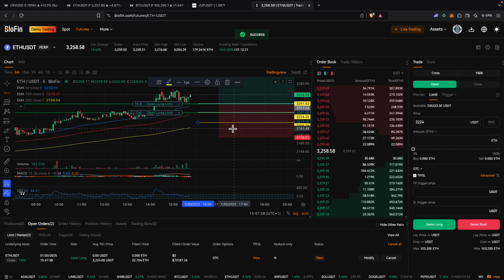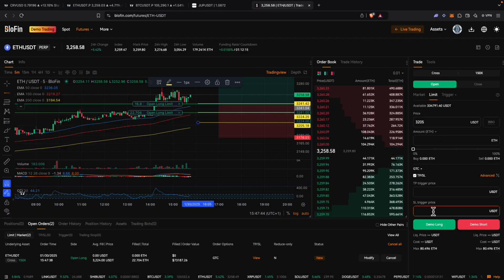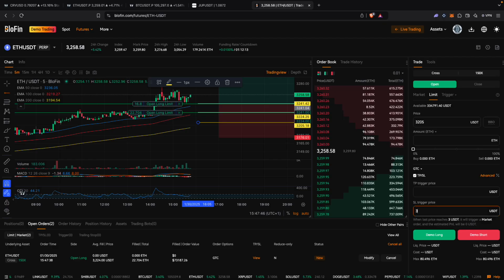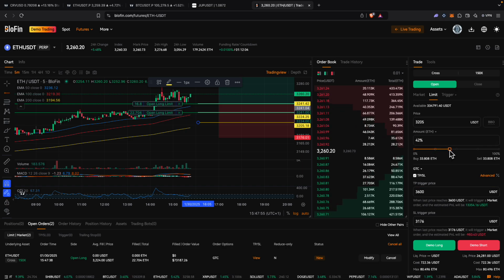Third entry, we have it at $3,205. So the stop loss is always 3176, 3.6, and again this I'm going to make a little bit more just to even all the rest.